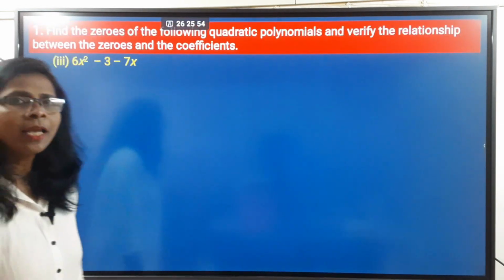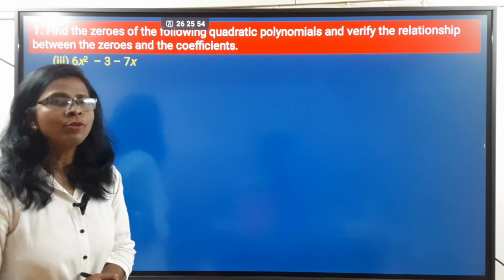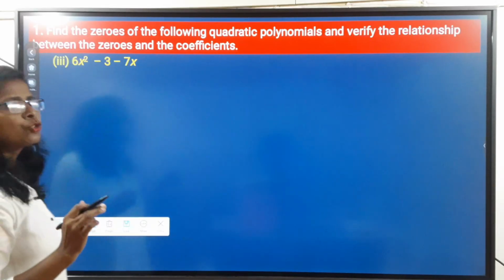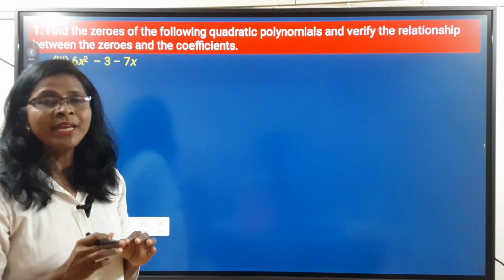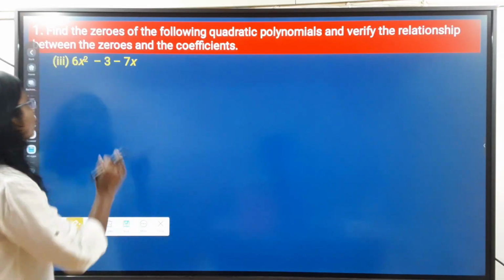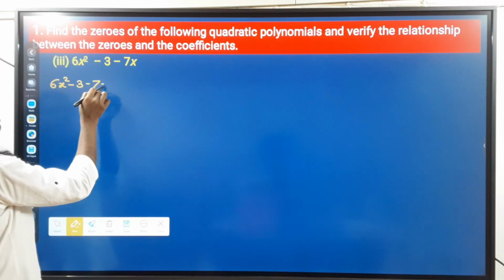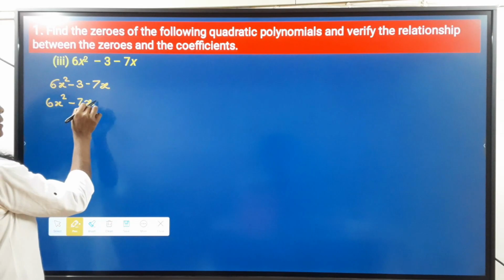Third example is 6x square minus 3 minus 7x. Now here we should observe the example carefully, students. There are three terms, but these three terms are jumbled up. So we arrange these terms in a proper manner. So 6x square minus 3 minus 7x, that means 6x square minus 7x minus 3.